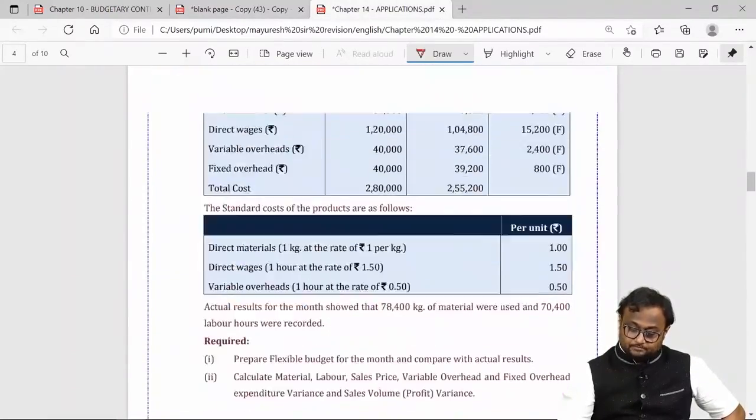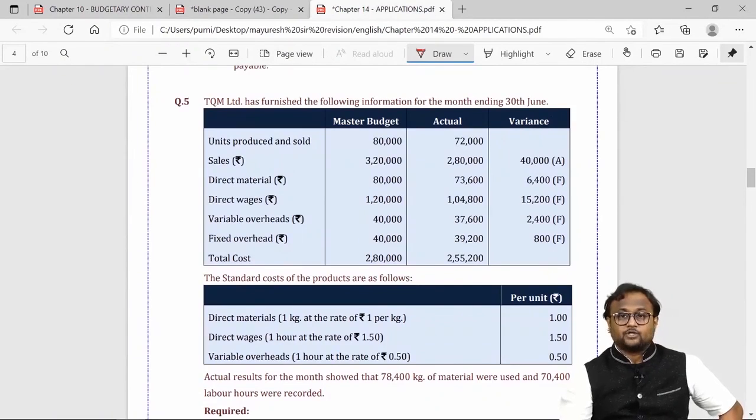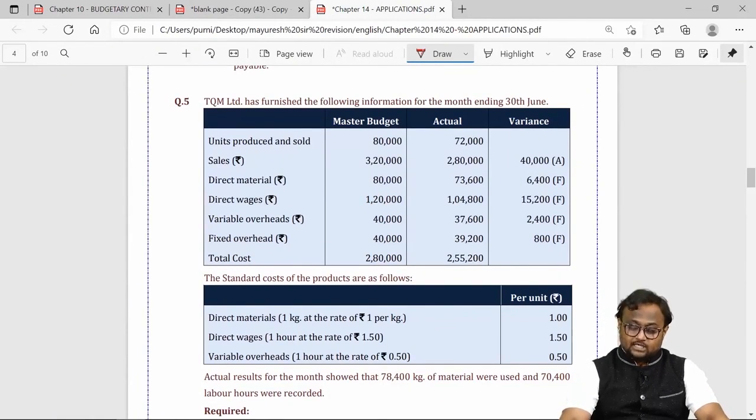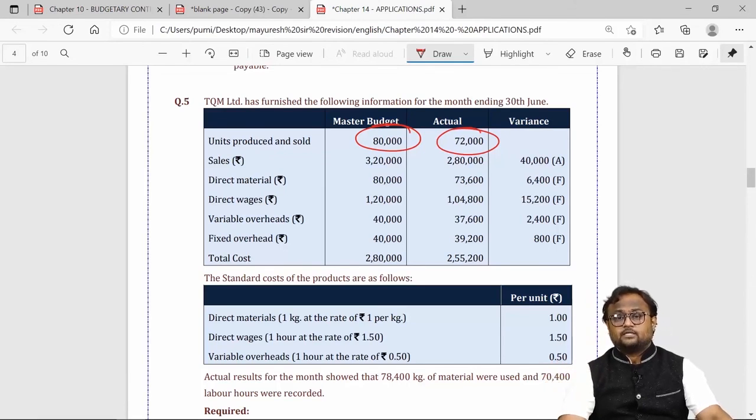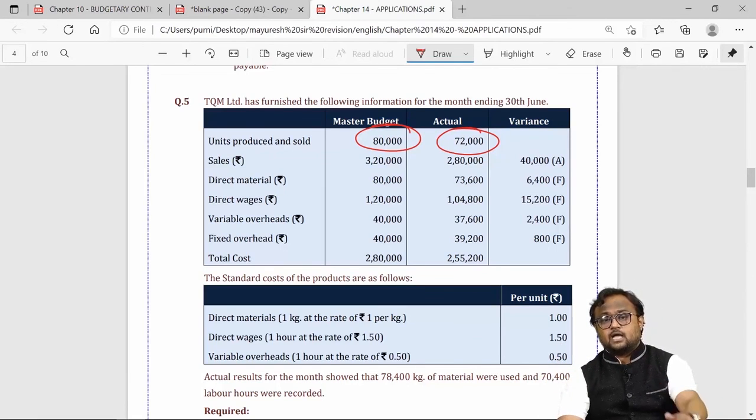If you see the fifth question, it was a combination of flexible budget and standard costing. I'll simply cover the flexible budget part of it. The budget was given for 80,000. Actual output was 72,000. We were supposed to find out variances. The basic primary factor is that your comparison has to be done at par.